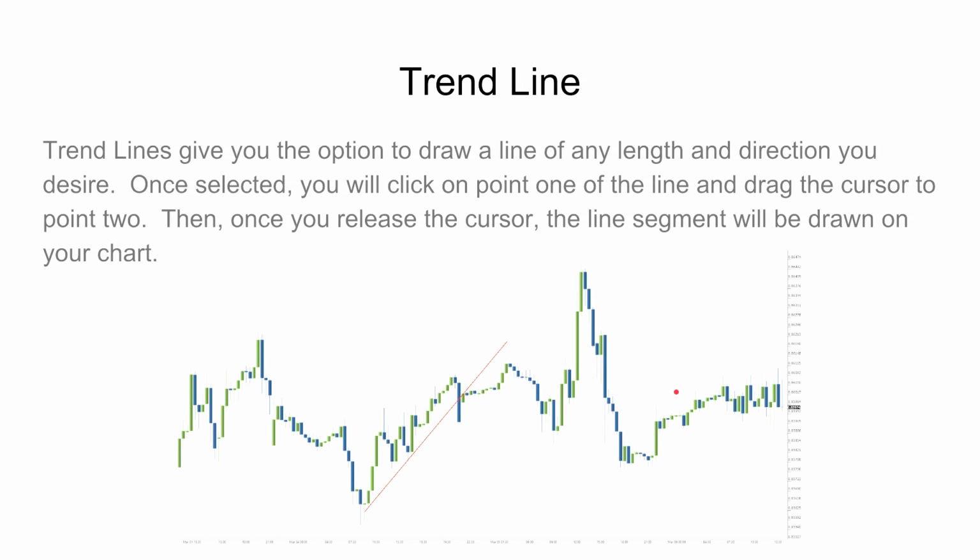Trend lines are very similar to those other lines, except this time they allow you to draw from any 2 points so that you can kind of see where things are going, like this line shows right here. So once you've selected this drawing tool, you will click on the point of the line and drag the cursor to point 2. Then once you release the cursor, the line segment will be drawn on your chart.